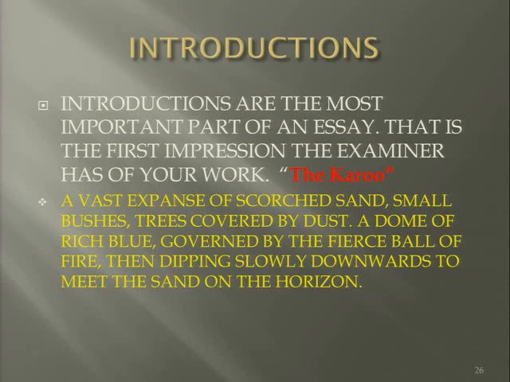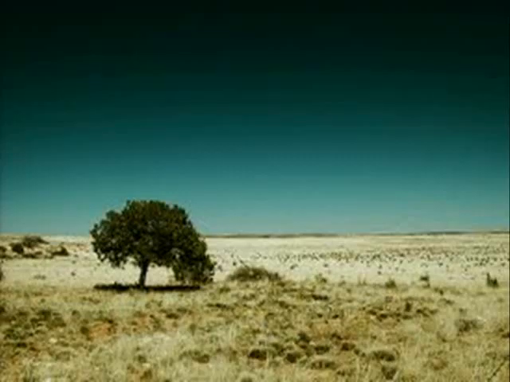A dome of rich blue governed by the fierce ball of fire, then dipping slowly downwards to meet the sand on the horizon. The Karoo, the sky, the sun. This is basically what I'm referring to. You could have different words to interpret this. You could talk about the 3 layers that you see: the earth, the mirage between the earth and the sky, and the sky.